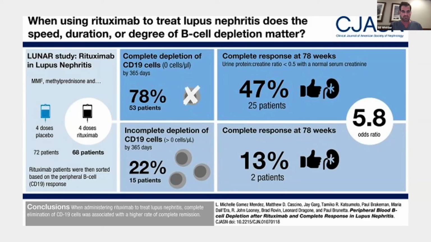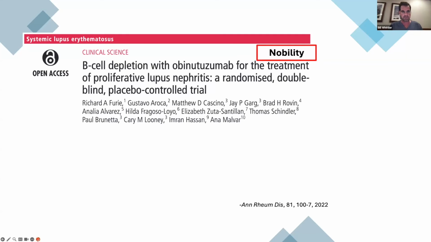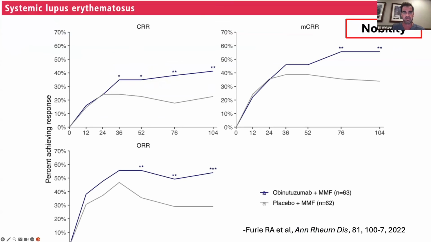And so speaking of B-cell depletion, we go to the next one. That has to bring up the drugs that deplete B cells more so than Rituxan, or to a greater degree than Rituxan. And we talk about OB with this. And this was the Nobility study, which randomized patients just like the LUNAR trial. It was add-on therapy of OB compared to CellCept and prednisone for active lupus nephritis. And with the add-on therapy of OB to MMF, they achieved a greater complete response rate and overall response rate in the group that got OB.